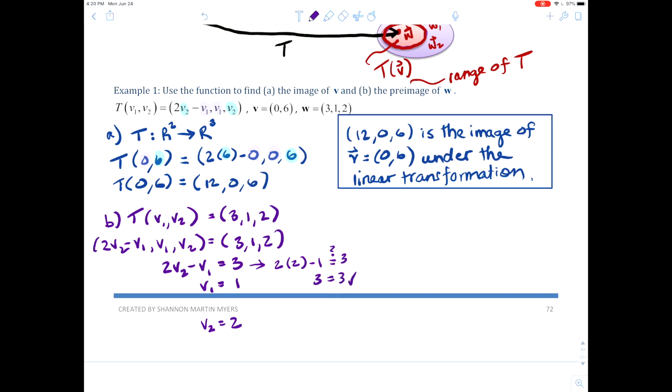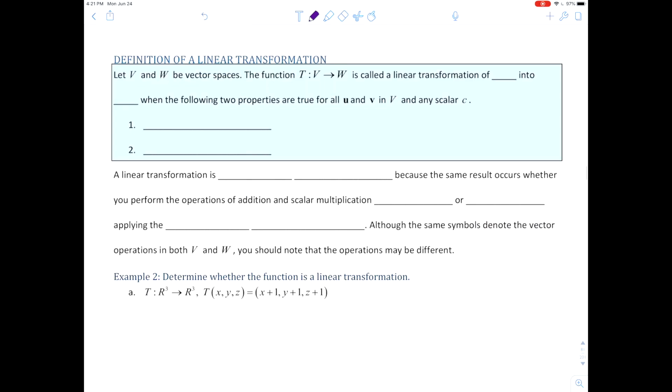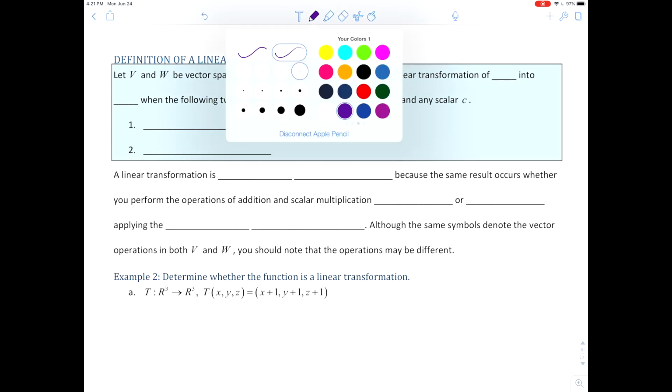So what we found out is V equal to the vector 1, 2 is the pre-image of W under the transformation T. Cool, cool?